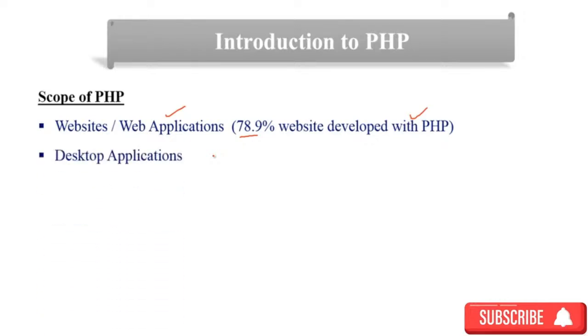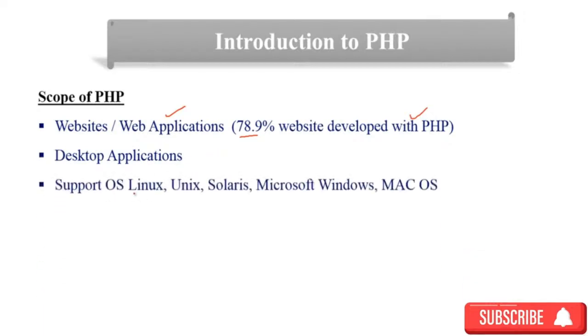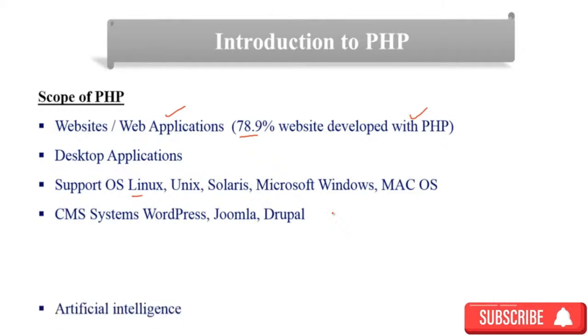Another is you can also create desktop applications using PHP. It supports different operating systems like Unix, Linux, Solaris, Microsoft Windows, and Mac operating system. So you can also create a system that will support such types of operating systems. CMS systems like WordPress, Joomla, and Drupal are also developed with PHP.